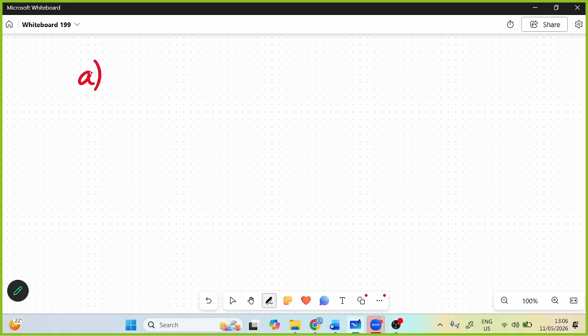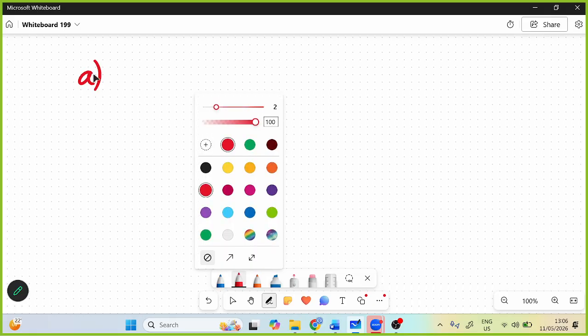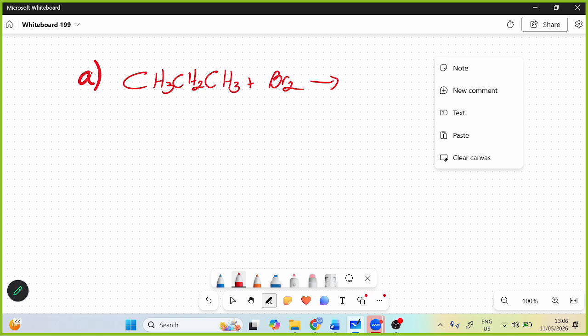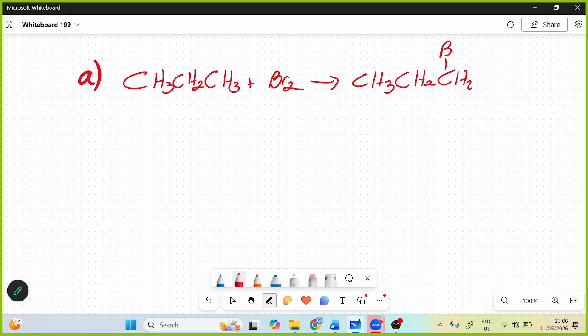So that's A. And for these, ideally, you do write the formula, not the molecular formula, okay, the structural formula. And we're going to do all of them.